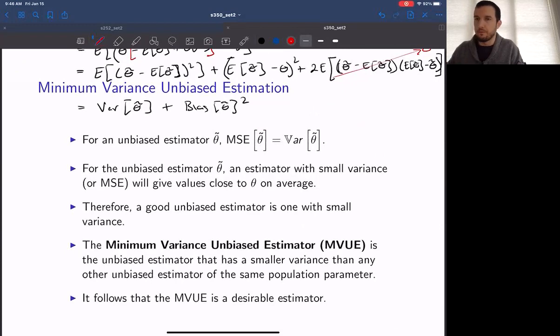So effectively, we are in search of the minimum variance unbiased estimator. And again, that's simply an unbiased estimator with the smallest possible variance across a collection of all estimators.